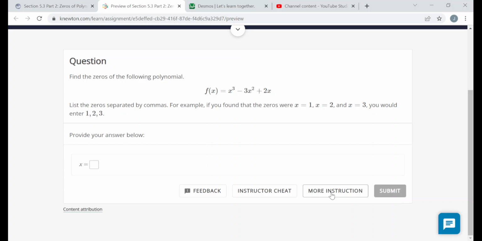But you will have this more instruction button. If you're struggling with a particular topic, click on this and you'll be taken to a page with some reading or some videos, and then you'll be given questions related to that instruction, and you can complete the assignment going through those questions as well.